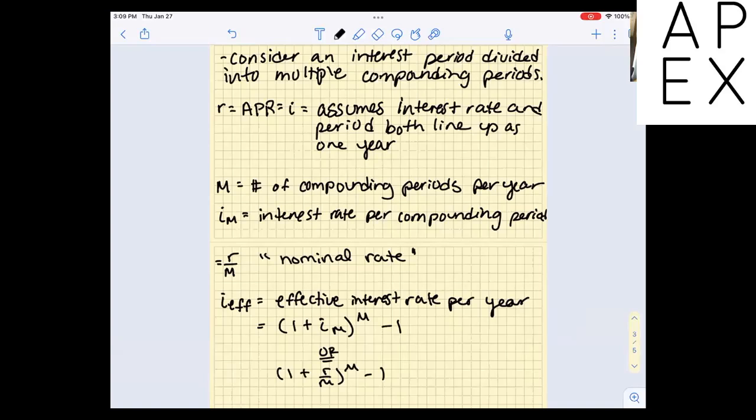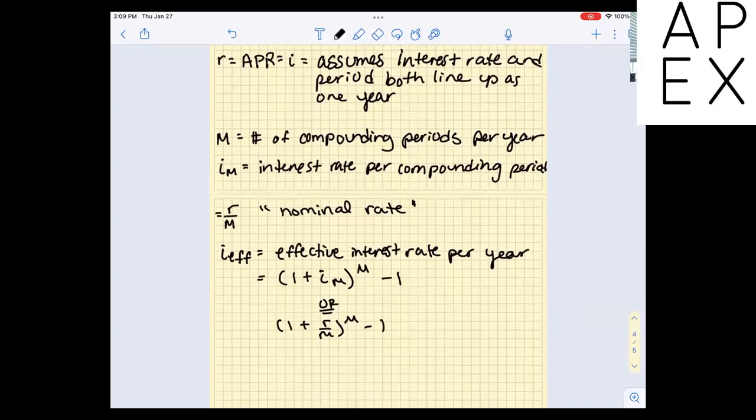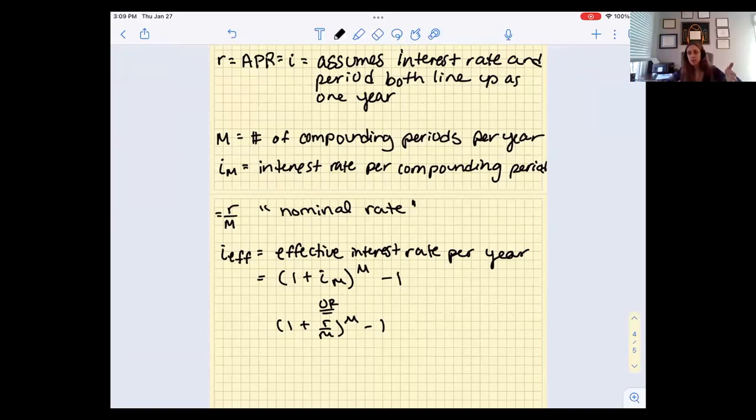Okay, so then we can look at it two different ways. We can use the effective interest rate, and now we know effectively what the interest is per year, and then we can use X amount of years. Or we could go back and look at the nominal interest rate, knowing what it is per compounding period, and use the number of periods. They just have to line up: years and years, or periods and periods.